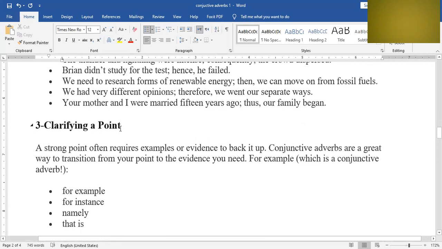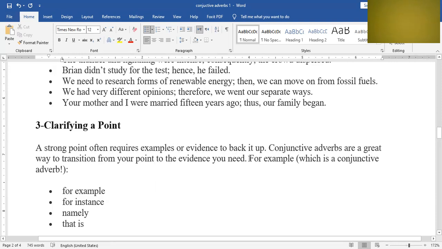Clarifying points. Clarifying points, it means we use when we want to explain an idea or to strengthen an idea by explanation. We use, for example, for instance, we introduce the evidence, we introduce the clue which supports the idea we are talking about. A strong point often requires examples or evidence to back it up, to support it. Conjunctive adverbs are a great way to transition from your point to the evidence you need, to the clue you need, to the example you need.